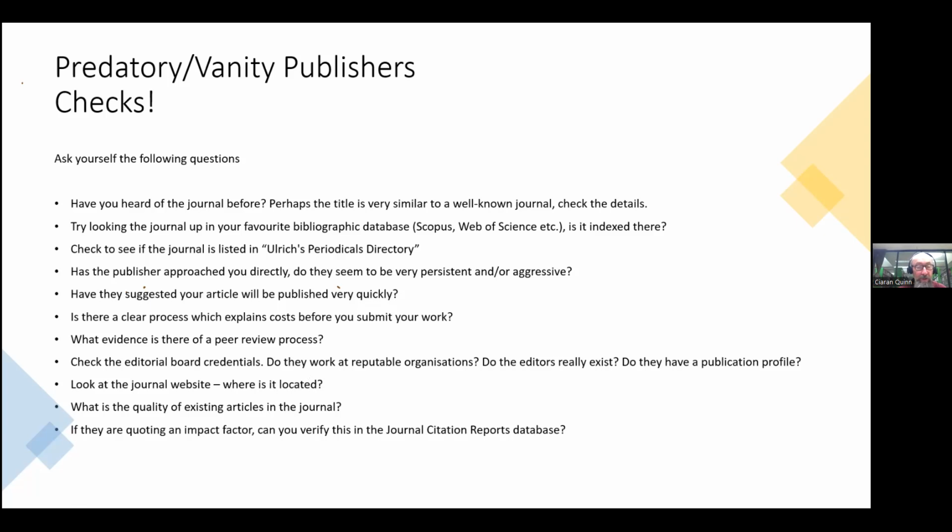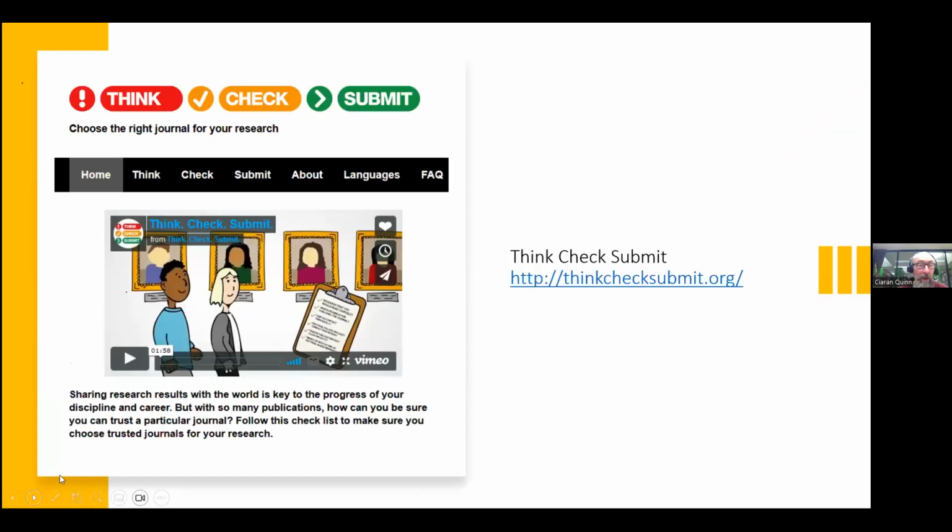If they're quoting an impact factor, can you verify this on the Journal Citation Report database? So that'd be a database like Web of Science and Scopus, who would collate the Journal Citation Reports. So do they match up, or is it kind of a bogus one? And this is just a handy tool that will help you with that. So think, check, submit. And if you go in that, it'll kind of bring you through that whole process of choosing the right journal for your research and warning you of any dangers around predatory journals.